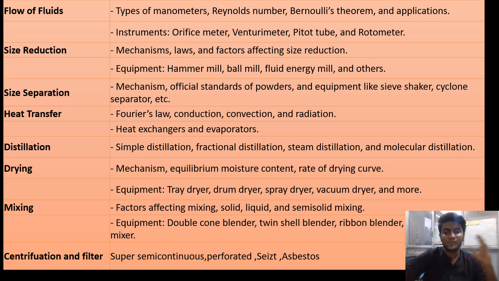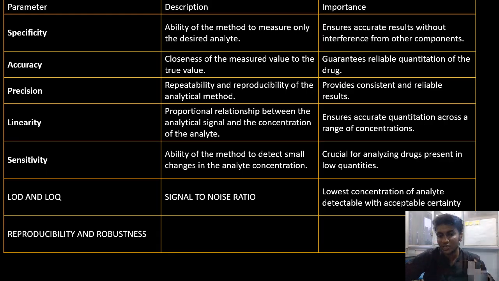From centrifugation and filtration, we have filter press, asbestos filter, filter candles, and centrifugation devices. We have perforated, non-perforated, and super centrifuges. From mixers, we have solid mixing, liquid mixing, semi-solid mixing. What is Silverson emulsifier? From other kinds of mixers, Z-arm mixers, planetary mixers, what is double cone blender, ribbon blender, all those things. From dryers, we have tray dryer, drum dryer, vacuum dryer. You need to know what is EMC, equilibrium moisture content, what is FMC, free moisture content, what is CMC, critical moisture content.